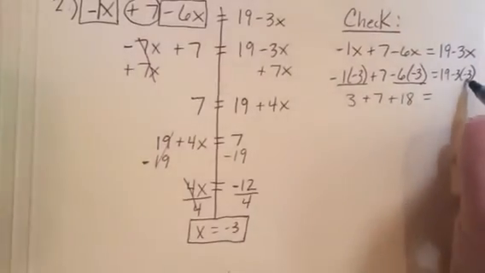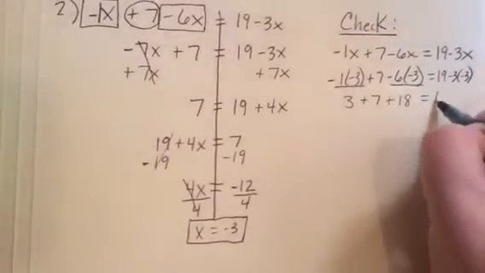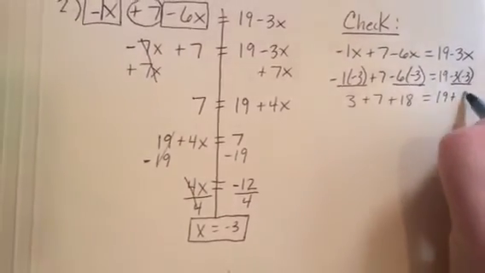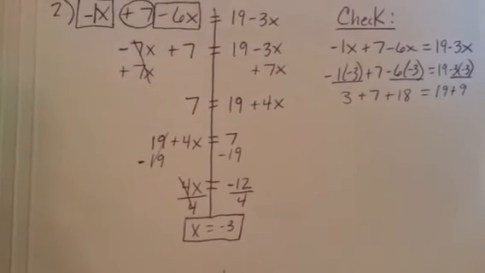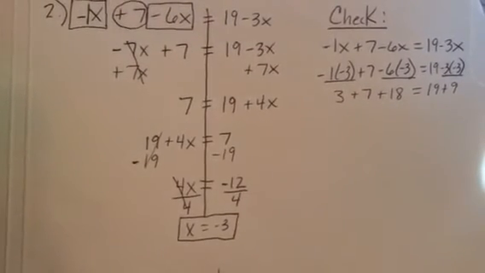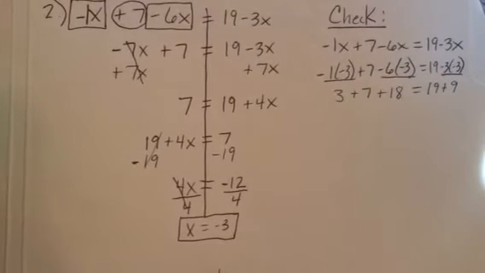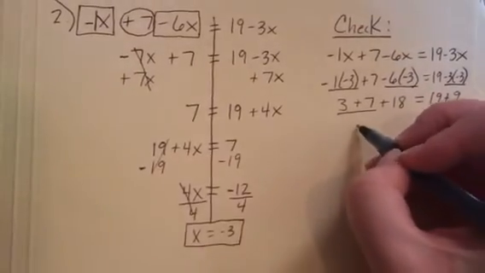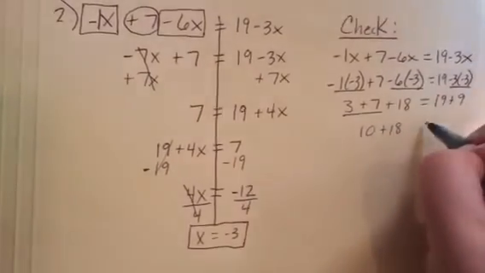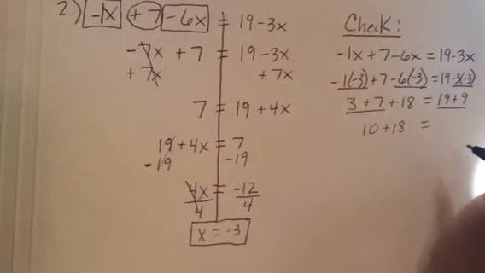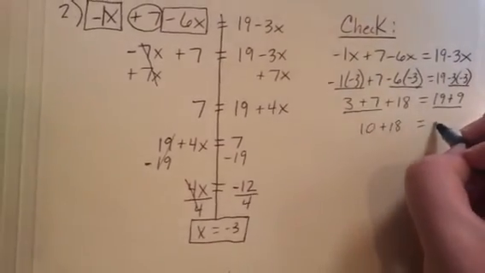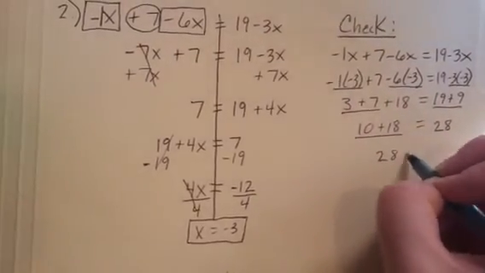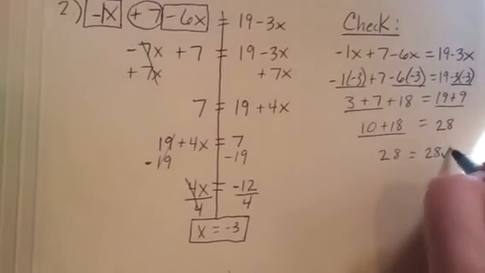On the right side, I have to do my multiplication before I would do any subtraction. So 19, and be careful, -3 times -3 is a +9. Now on the left side, all I have is addition, same thing on the right side. So I normally would do my addition or subtraction left to right. 3 plus 7 gives me 10. On the right side, 19 plus 9 is going to give me 28. And on the left side, I will also get 28. So that tells us that we did our job correctly.